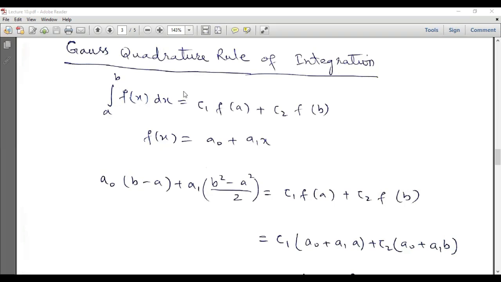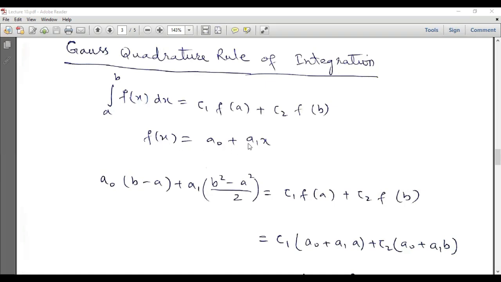So this definite integration is equal to c1 f(a) plus c2 f(b). So f(x) can be considered as either a first order polynomial or a second order polynomial. As was the case with Simpson's rules, we have to consider the function equivalent to a polynomial expression. If we approximate the function as a first order polynomial, then this Gauss quadrature rule of integration will be much simpler.